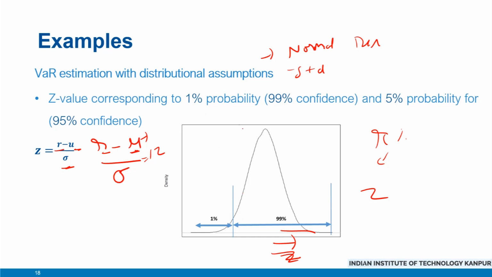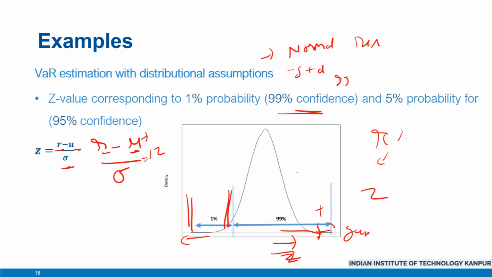Now let's say you are interested in a 99% confidence interval, and assuming that it is a regular gains distribution, where on the right hand side we have positive returns or gains, and on the left side we have negative returns or losses. Then if you are looking at 99% confidence, your 1% area will be this. This will be your 1% area that you are interested in.